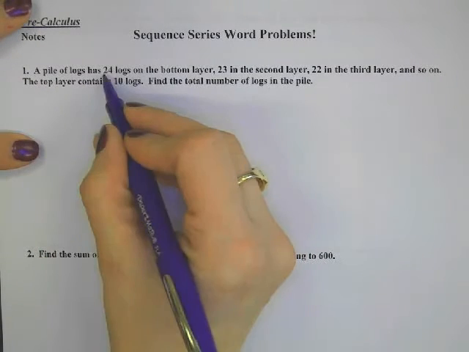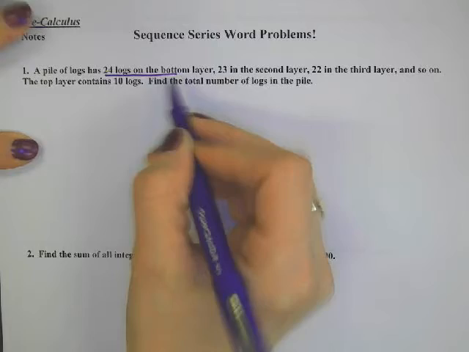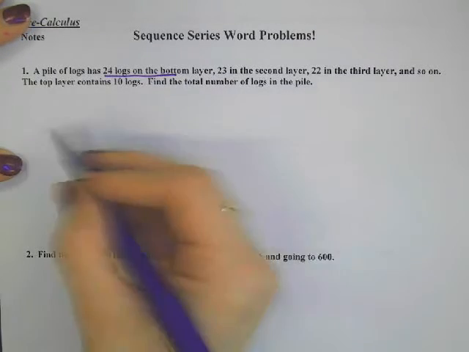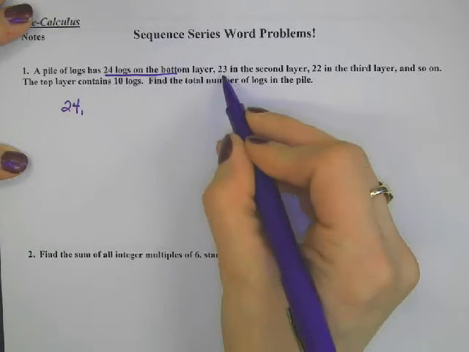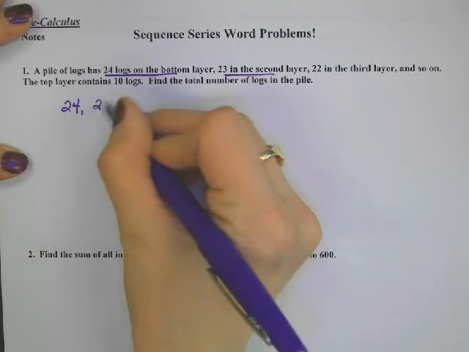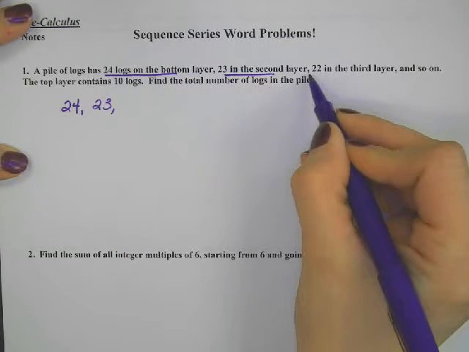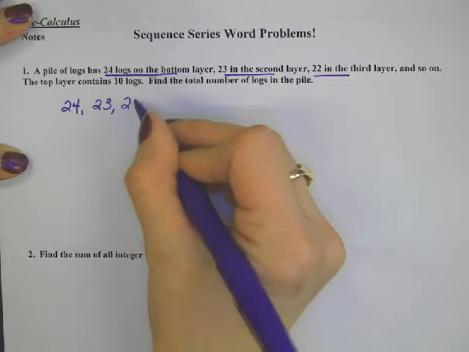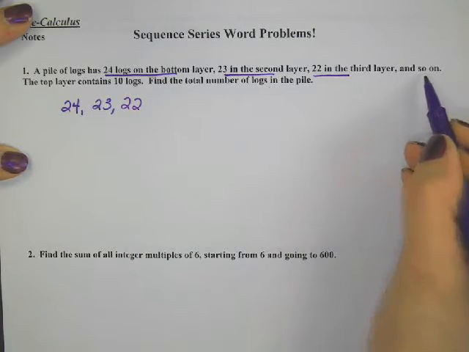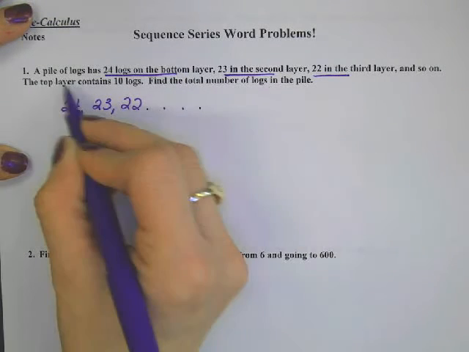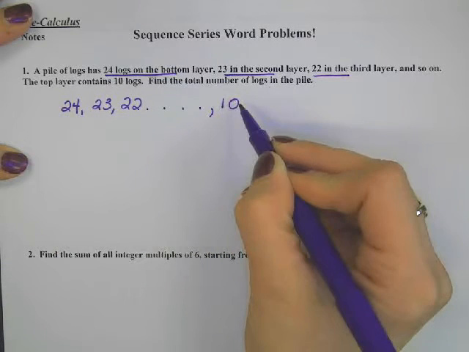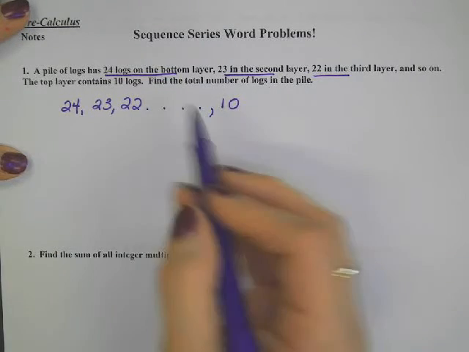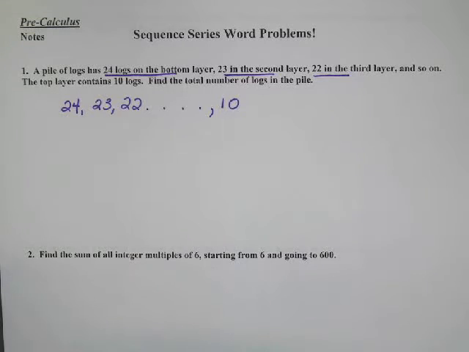A pile of logs has 24 logs on the bottom layer. Sometimes when I'm reading these, I like to list the terms so that I can see the sequence. 24 logs, and then the next layer has 23 logs, and then 22 logs. Okay, I get the idea, and so on. The top layer, that's going to be the last one, has 10 logs. Whenever you do this, please make the sequence, and then ask yourself those magic questions.